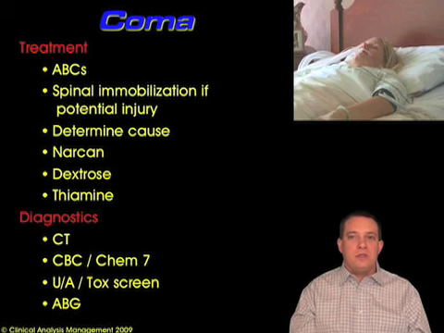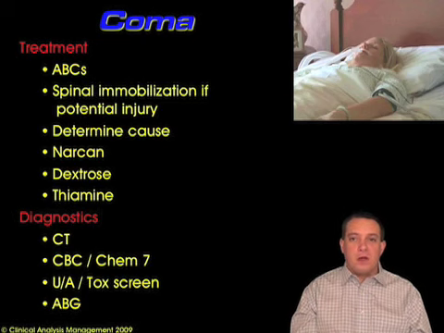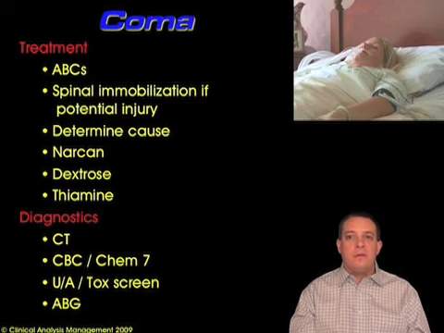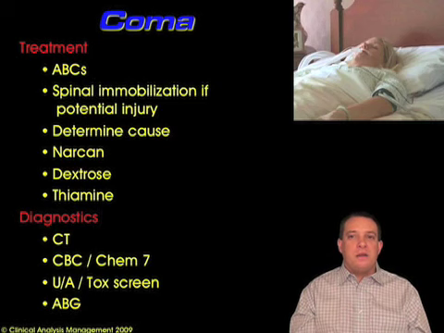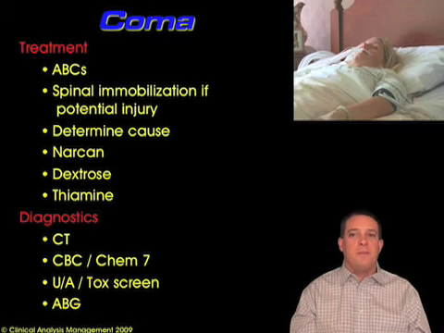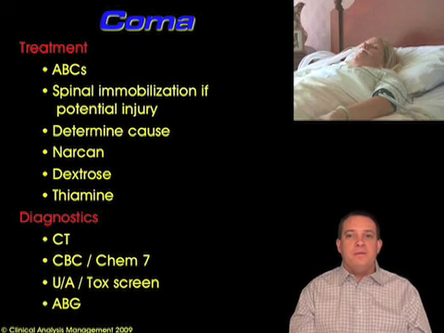Remember that if you have a patient who's comatose and you don't know why, one of the things we need to critically evaluate for is any potential for trauma, and if the patient's a trauma patient, they need to be spinally immobilized. And when we talk about the pharmacologic management of coma, we all know that the coma cocktail is the 3 drugs: Narcan, dextrose, and thiamine. Remember, we give the Narcan in case the patient has a narcotic overdose. We give dextrose if the patient's got a documented hypoglycemia. And finally, if you give dextrose, you also need to give thiamine so that you prevent Wernicke's encephalopathy.